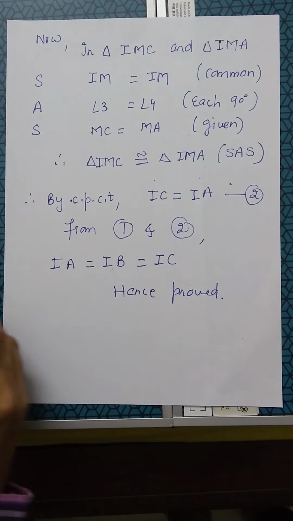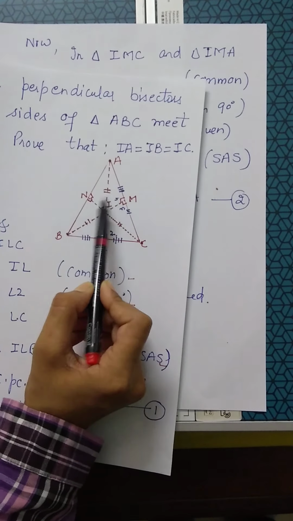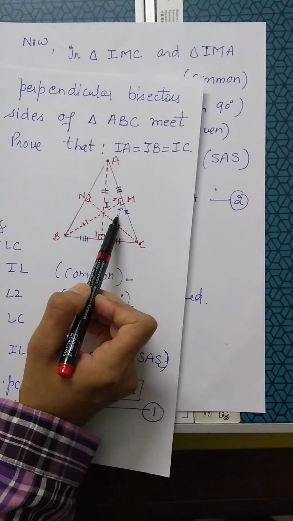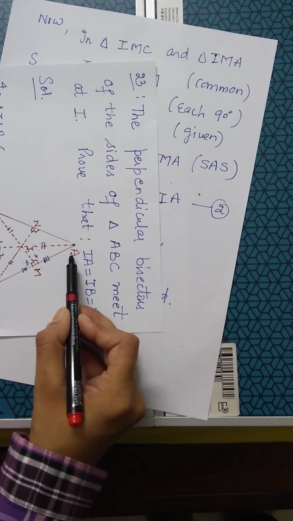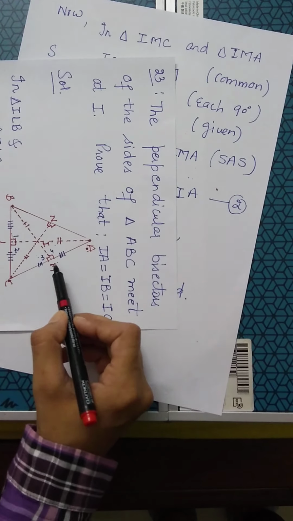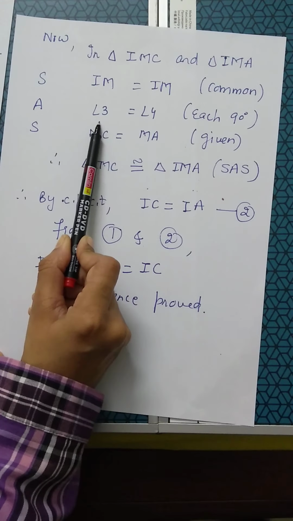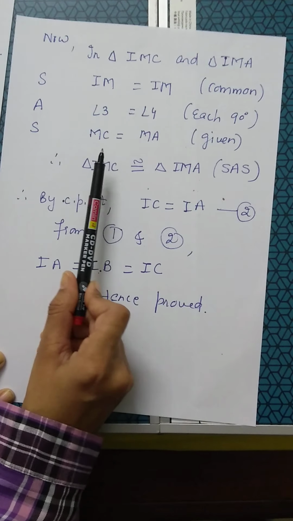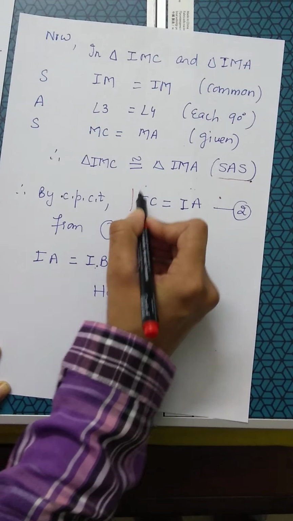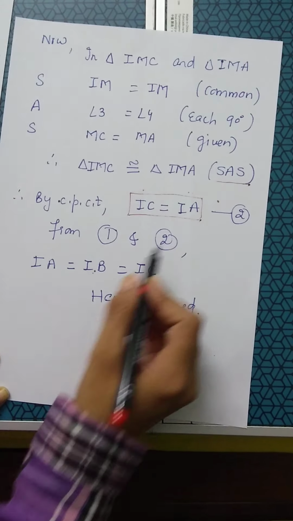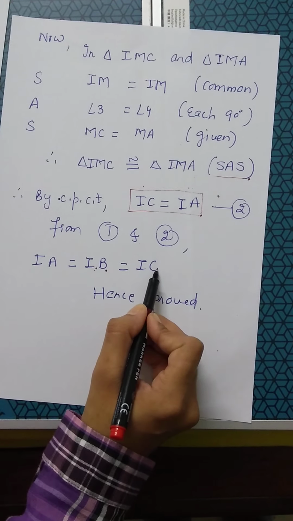Now, I will take triangles IMC and IMA, and in a similar way I will prove that they are congruent. Here angle 3 is equal to angle 4, each 90 degrees, MC is equal to AM, this is already given, and IM is equal to IM, common. Therefore, the triangles are congruent by SAS congruency rule, and by CPCT I can say IC is equal to IA. Now from first and second we conclude that IA is equal to IB is equal to IC, hence proved.